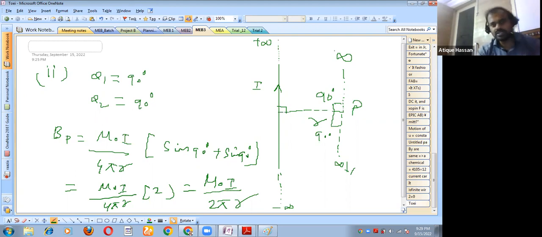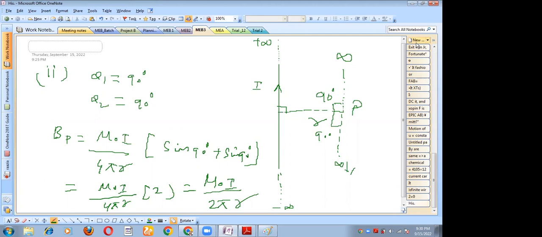Suppose the upper side is going to infinity, so theta 1 will be 90 degrees. Suppose the lower side is finite, and theta 2 is 45 degrees. So you have to put that. Getting my point? Yes, sir.